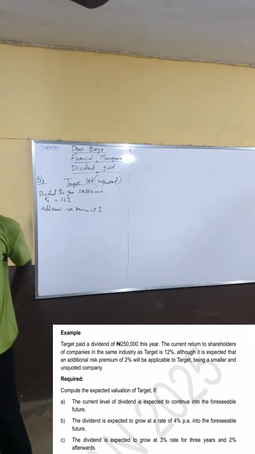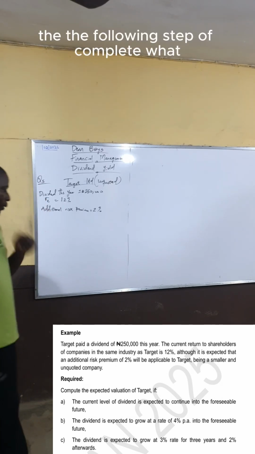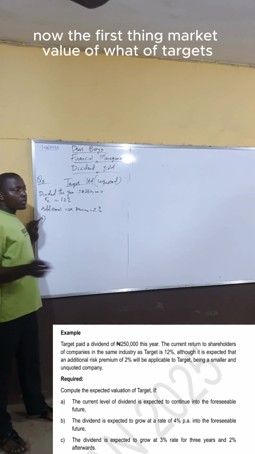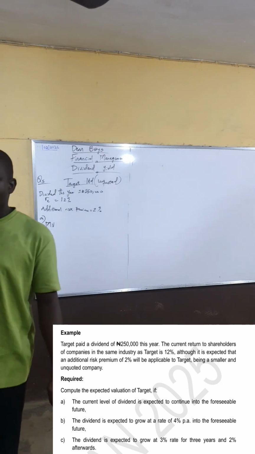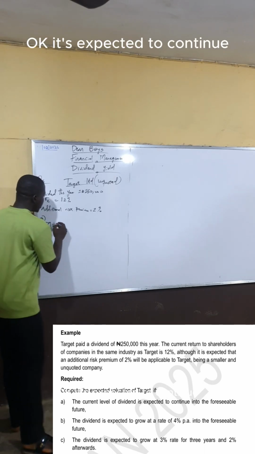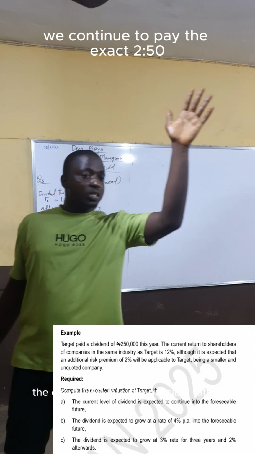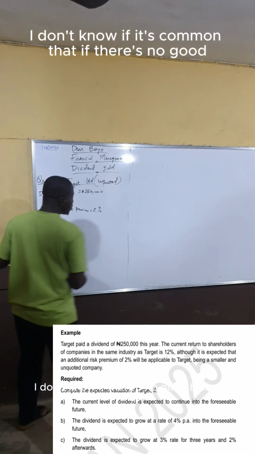Required: compute the expected value of target, the market value of target, if the current level of dividend is expected to continue into the foreseeable future. They are saying at least 250 will continue to be paid into the foreseeable future. That means there is no growth, right?